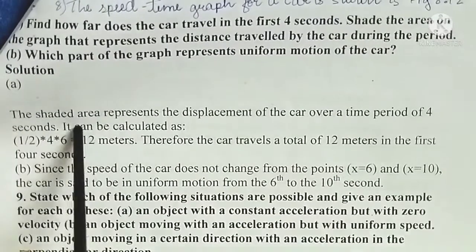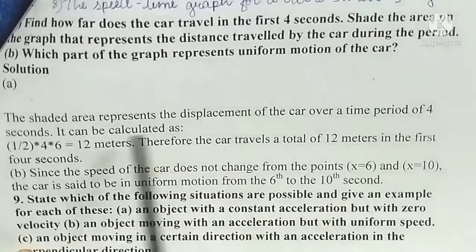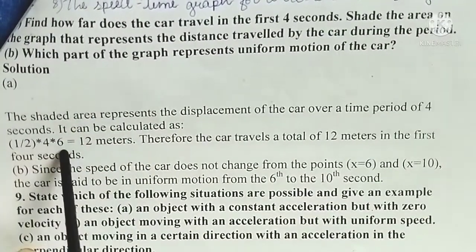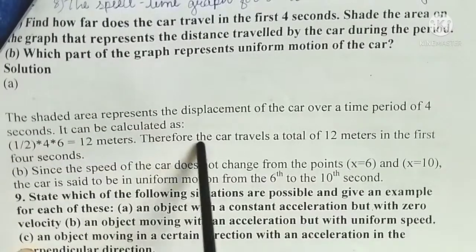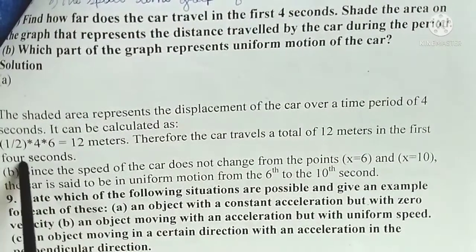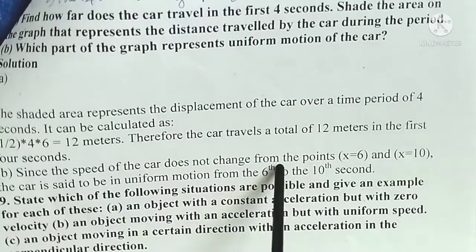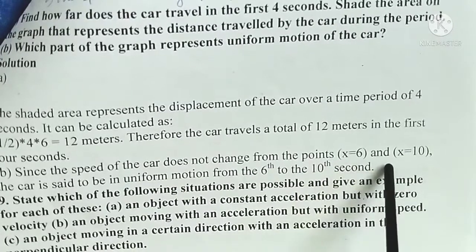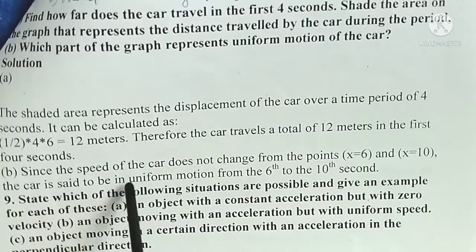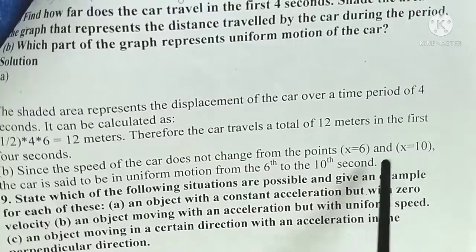Solution. A. The shaded area represents the displacement of the car over a time period of 4 seconds. It can be calculated as 1 by 2 into 4 into 6, that is equal to 12 meters. Therefore the car travels a total of 12 meters in the first 4 seconds. B. Since the speed of the car does not change from the point x is equal to 6 to x is equal to 10, the car is said to be in uniform motion from the 6th to the 10th second.